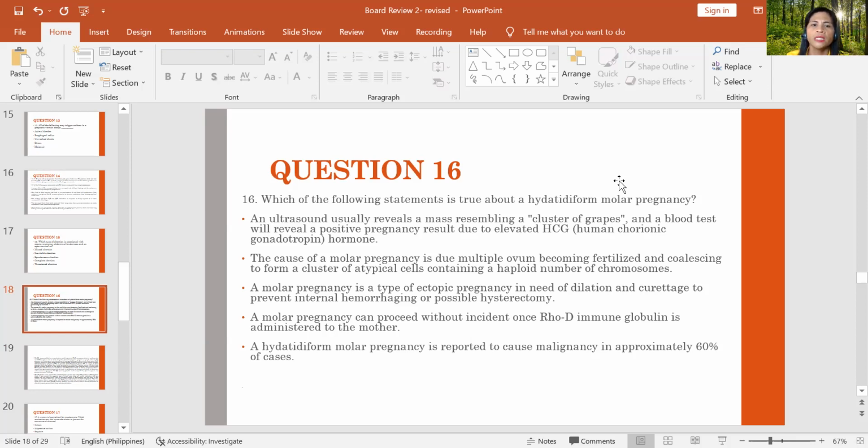And Rho immune globulin is a medication administered to an Rh negative mother who will give birth to a second Rh positive child, to prevent an immune reaction that may harm the child.